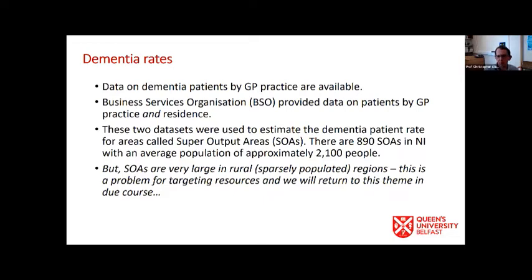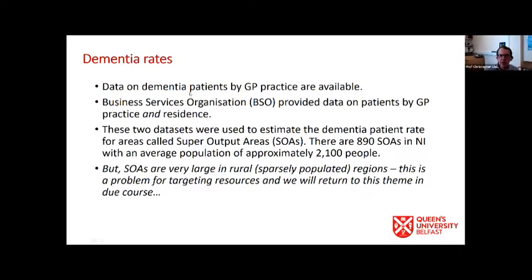So obviously some GP practices, I should say, have very large catchment areas, and others have very small catchment areas, and you don't necessarily attend the GP practice which is nearest to where you live. So it's in many cases a pretty poor fit in terms of the true geography of health conditions.